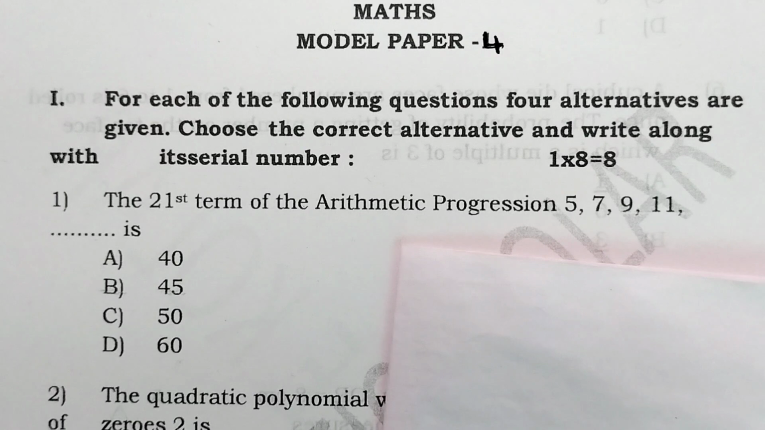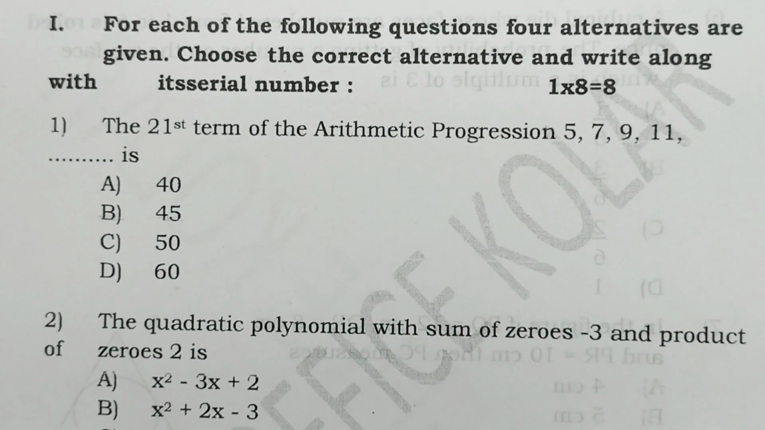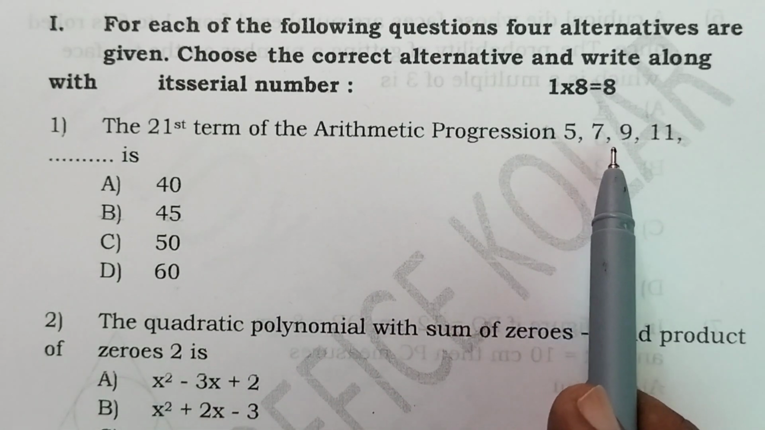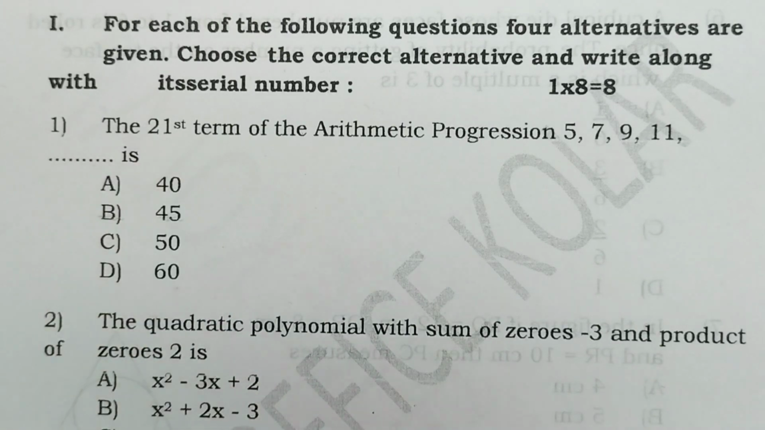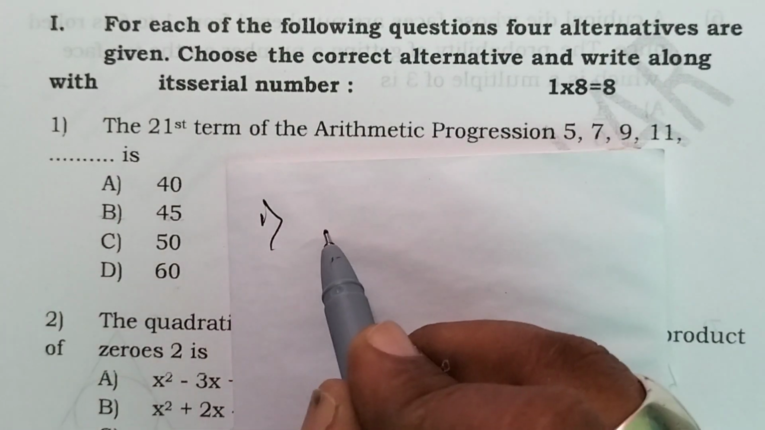In this video, we are going to solve mathematics practice paper 4. In that one, let us answer the MCQ. In the MCQ, the first question is: the 21st term of the arithmetic progression 5, 7, 9, 11 is dash. The 21st term is asked, so let us calculate the 21st term.